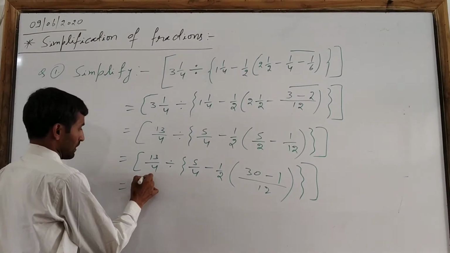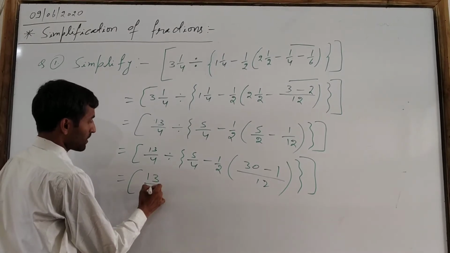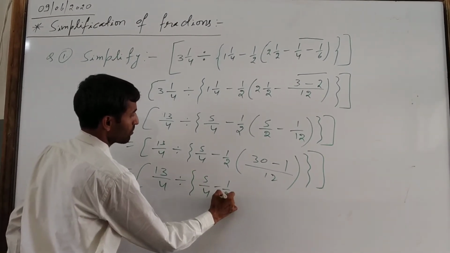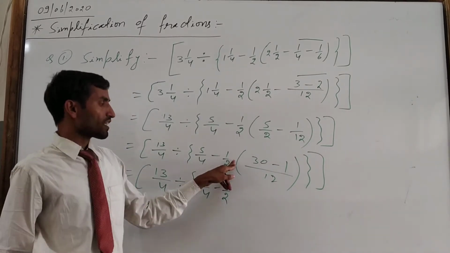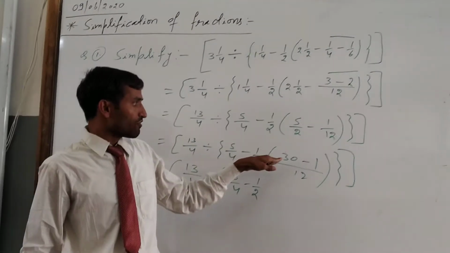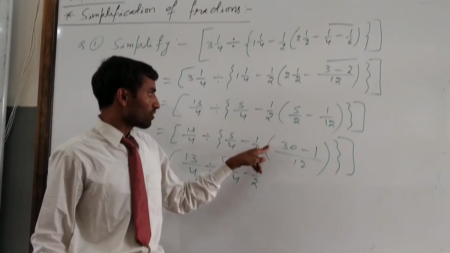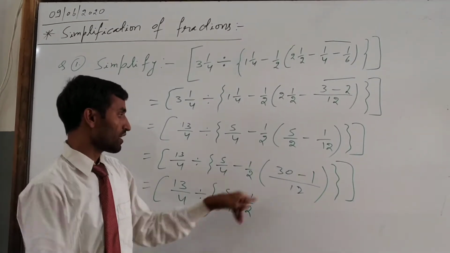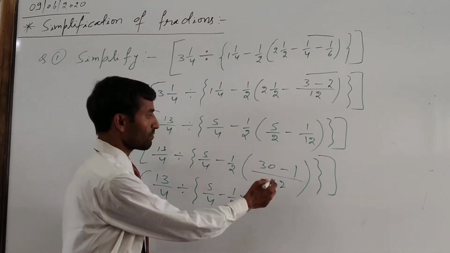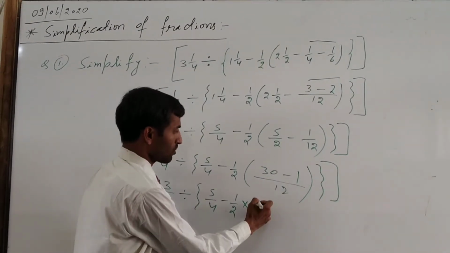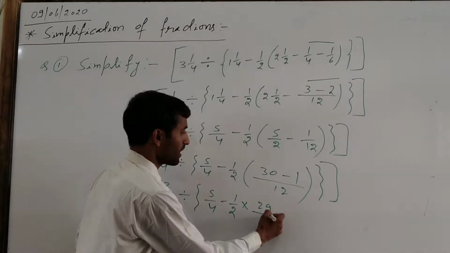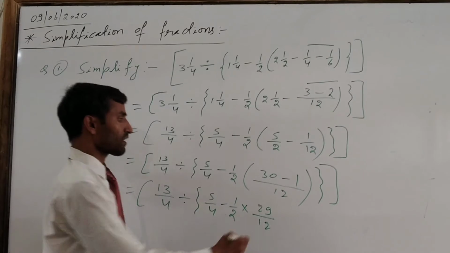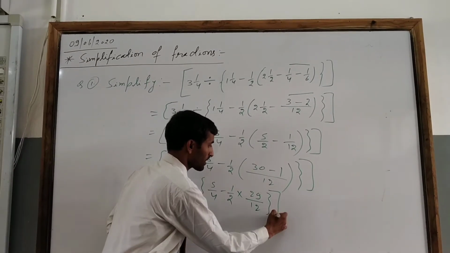Next, again we write 13 upon 4 divide curly bracket 5 upon 4 minus 1 upon 2. Nothing is written before the small bracket, so now it is time to remove it. Before the small bracket nothing is there, which means multiplication will come. So multiply 30 minus 1, that is 29 upon 12 will come. Now remove this small bracket, and the curly bracket and big bracket will come.